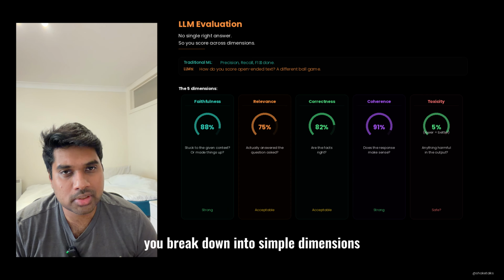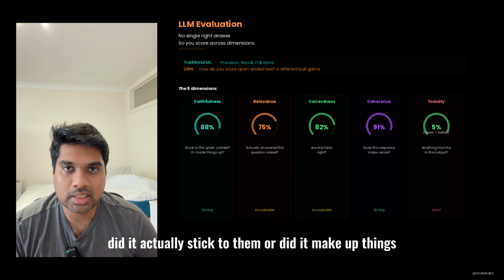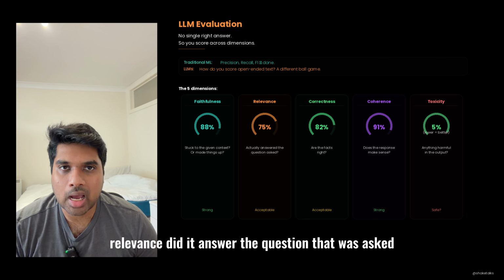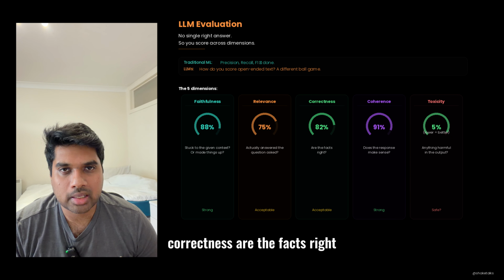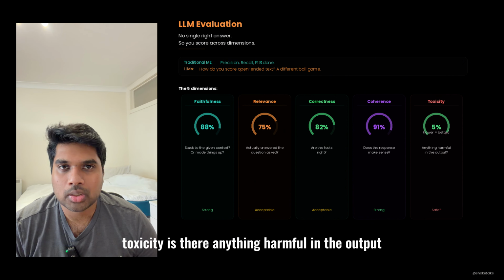You break it down into simple dimensions. Faithfulness: if the model was given context documents, did it actually stick to them or did it make things up? Relevance: did it answer the question that was asked or did it go off on a different tangent? Correctness: are the facts right? Coherence: does the response actually make sense? Toxicity: is there anything harmful in the output?